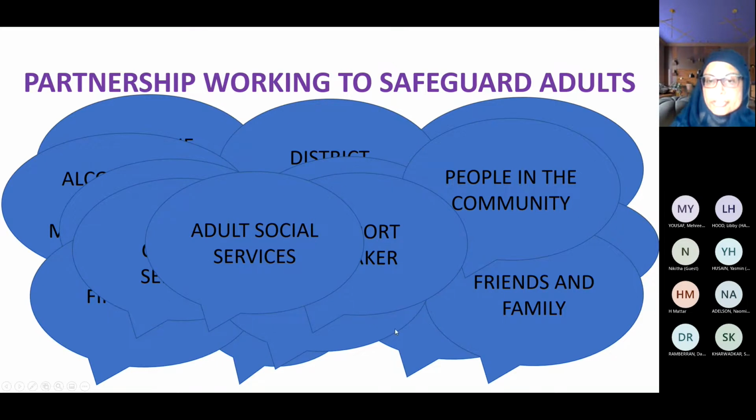So these are all potential people in our adult patients' lives who can work in partnership with us to help us safeguard our adult patients. So we don't need to safeguard alone. So why would we when we've got so many other people we can go to?